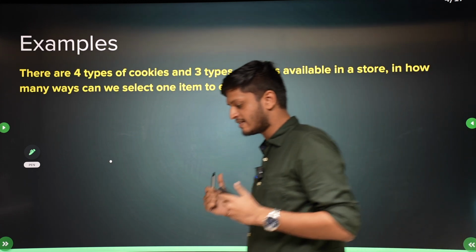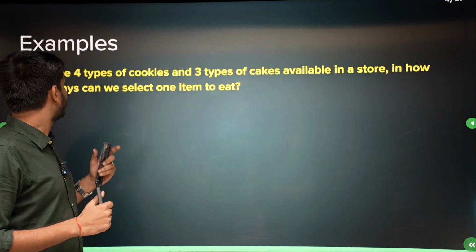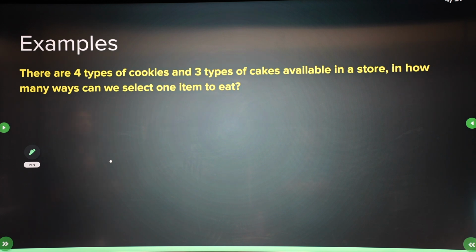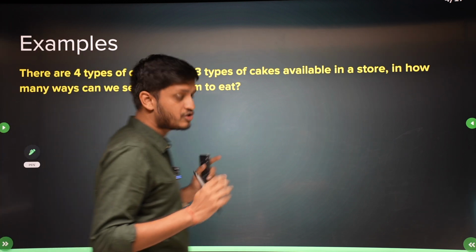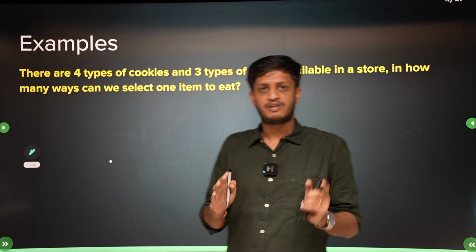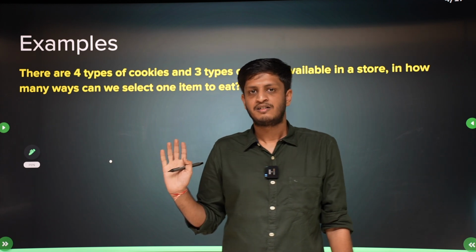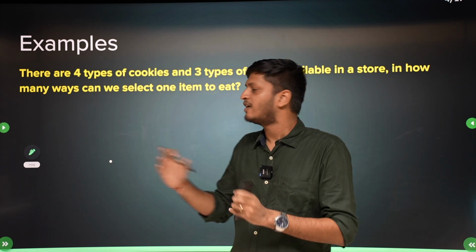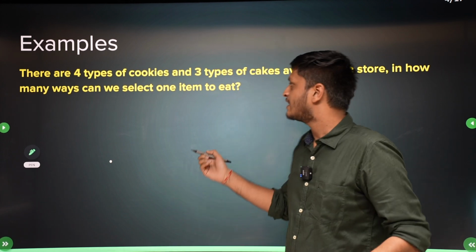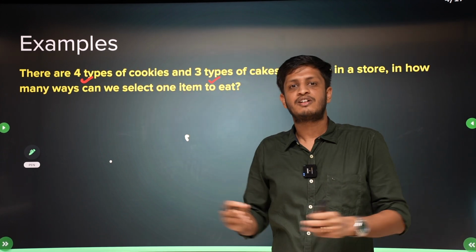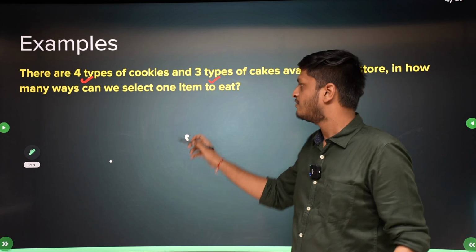Just see this example. There are 4 types of cookies and 3 types of cakes available in the store. In how many ways can we select any one item to eat? Okay, disjoint problems. Cakes and cookies are disjoint, and I just want to select any one item to eat. So I'm not doing tasks one after the other, I'm just selecting one item. So I can either select a cookie or I can select a cake, right? How many different choices do I have? 7 choices, right? 4 plus 3.